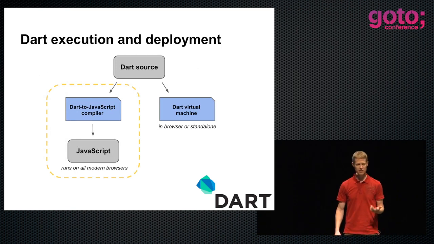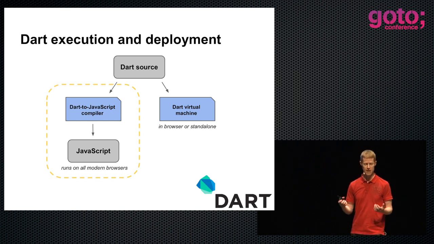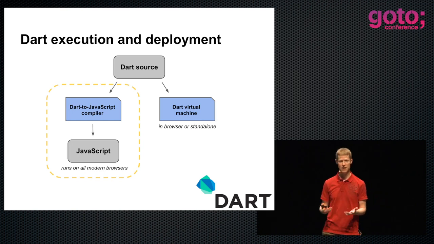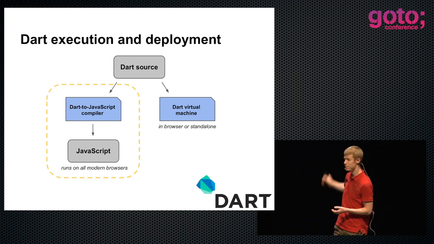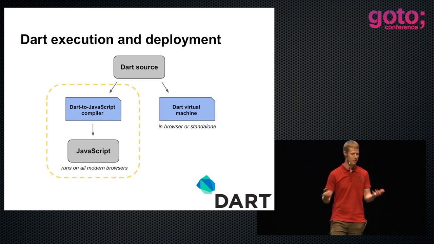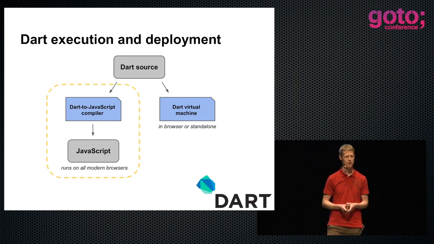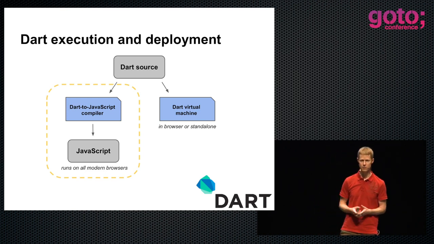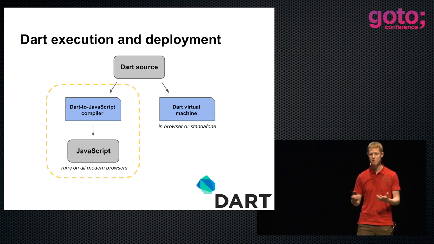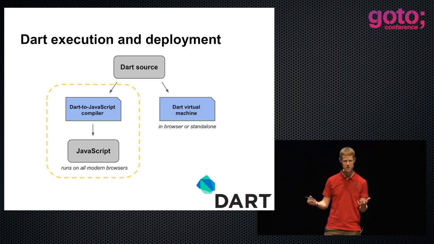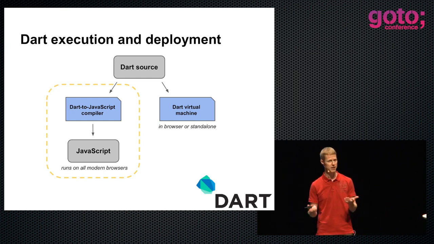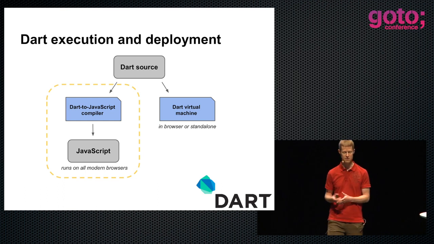So this is how we execute and deploy Dart code. You write your Dart code in your favorite editor, and you write it as source code. Then you have two options. Either you run it directly on the virtual machine. That's the rightmost part, the Dart virtual machine, which is either embedded in a browser. We have custom builds of Chromium, the source base for Chrome, that has this native VM enabled in it. So there's no compilation step, you just run it there, which is really nice. You can even run it standalone as a server-side scripting language. It's a very nice feature.